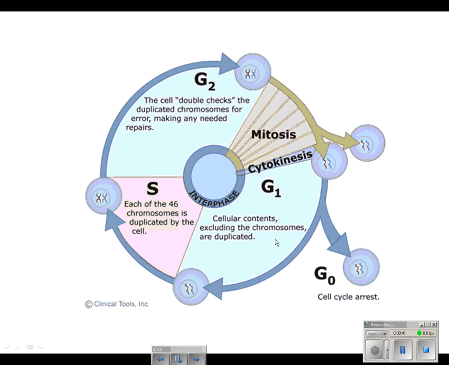So at the beginning, the G1 phase, the cellular contents are going to be duplicated. Then in the S phase, the chromosomes are duplicated. And then in the G2 phase, the cell is going to double check the duplicated chromosomes for any errors and make any needed repairs. Then the cell can finally go into mitosis.